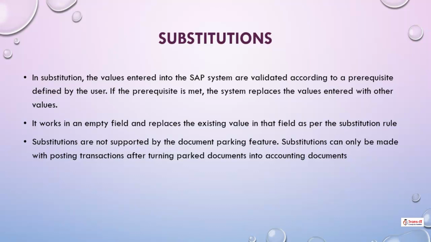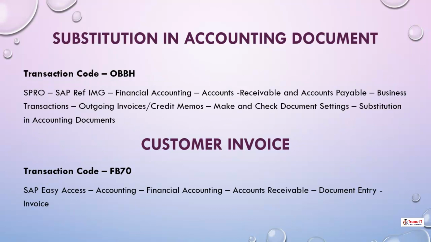Substitutions are not supported by the document parking feature. Substitutions can only be made with posting transaction after turning parked documents into accounting documents. For creating substitution in accounting document, we can use transaction code OBBH or bypass SPRO, SAP Reference Implementation Guide, Financial Accounting, Accounts Receivable and Accounts Payable, Business Transaction, Outgoing Invoices and Credit Memos, Make and Check Documents, substitution in accounting document.